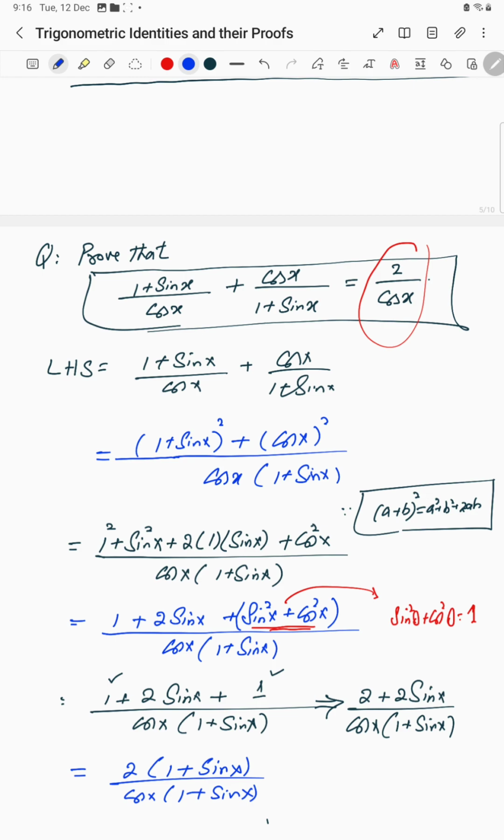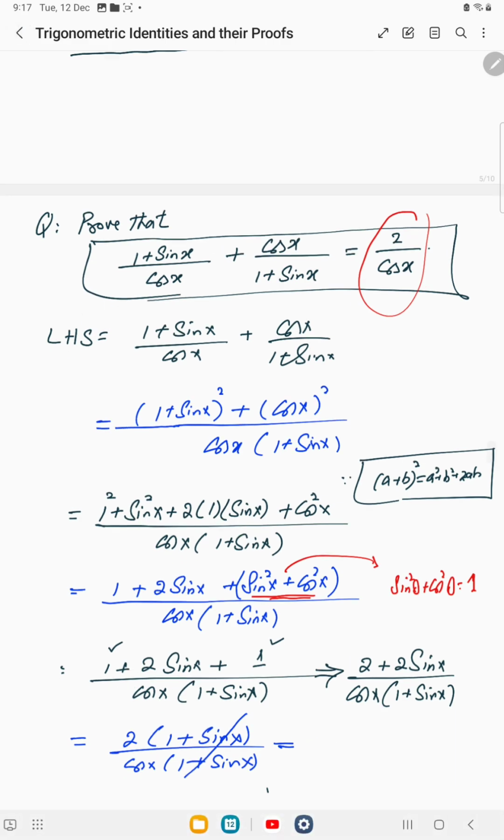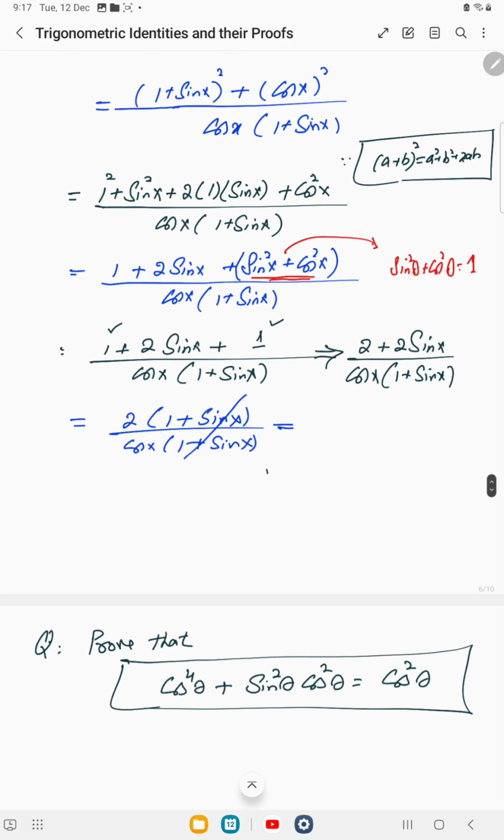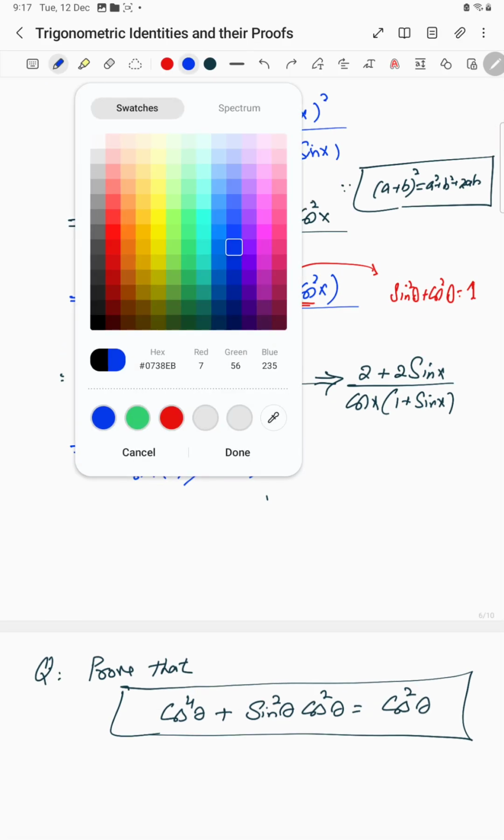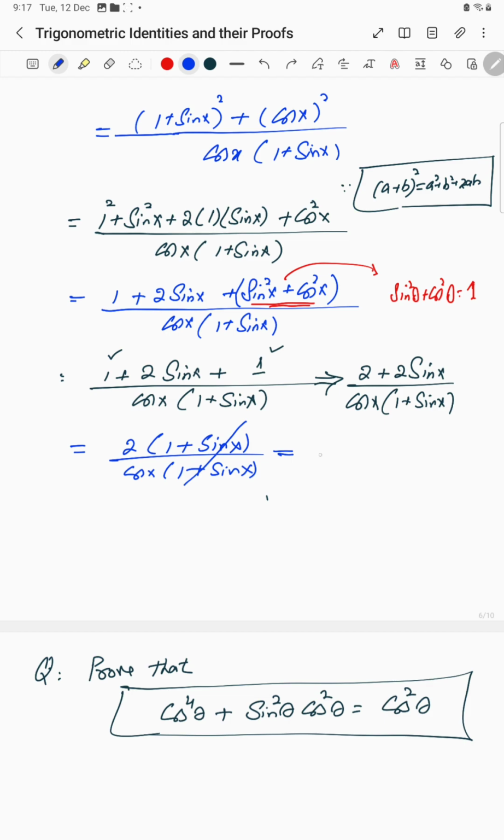Now it's pretty much clear that these two bracket terms from the numerator and denominator will be cancelled out, and you will get the result, here I'm going to write, sorry, this is 2 over cos of x, that was our right hand side, hence proved. I hope everyone got it cleared. Let's proceed to the next question.